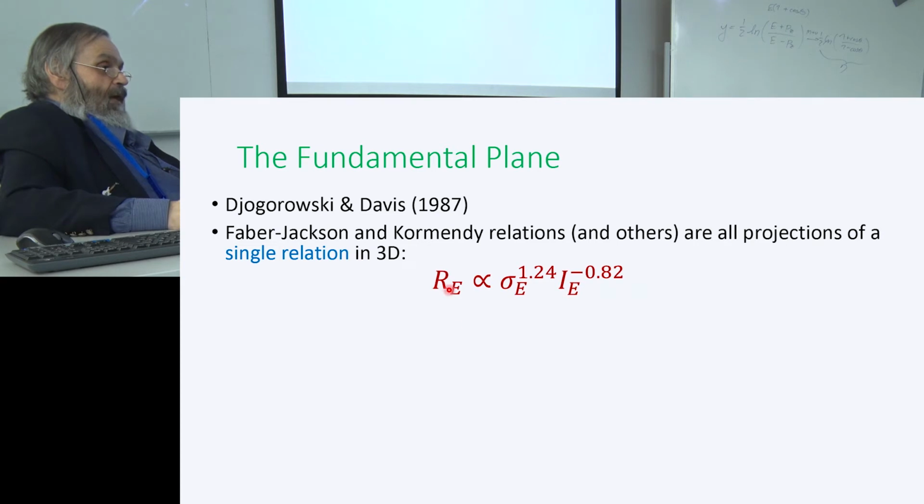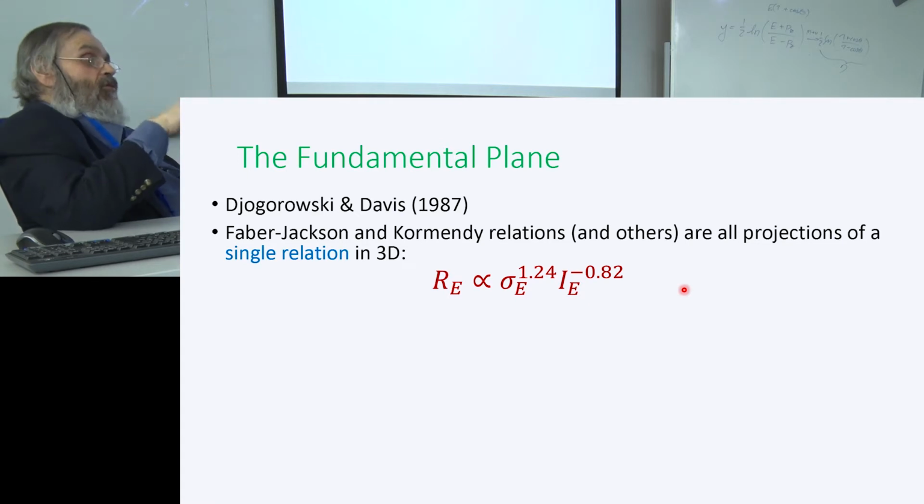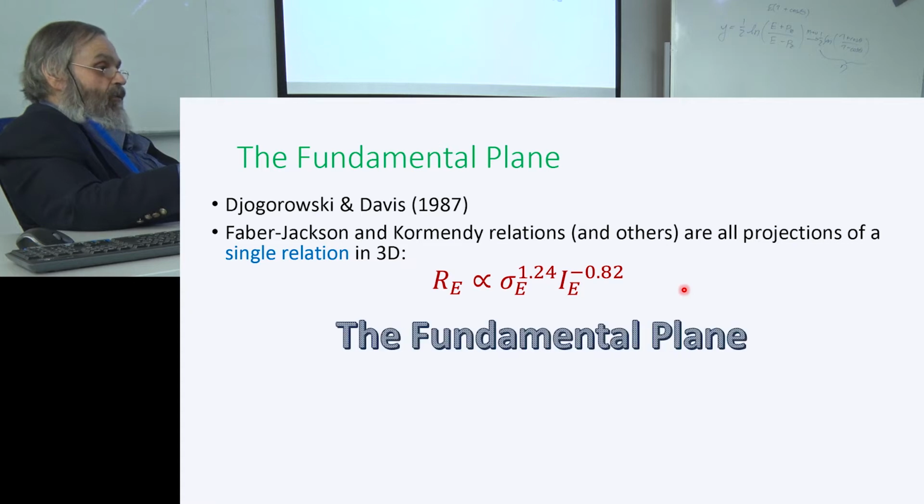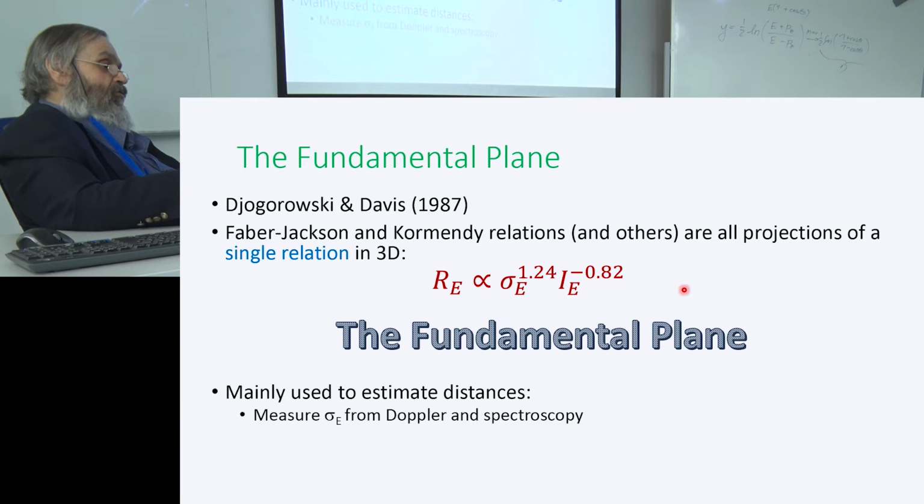And they showed that Re is proportional to sigma to the 1.24 times I to the minus 0.82. That is the relation. It actually relates all three things together, and then we have projections of one onto the other, but there's a lot of scatter because of the third variable that's not being used. And that's called the fundamental plane. It's used to estimate distances.